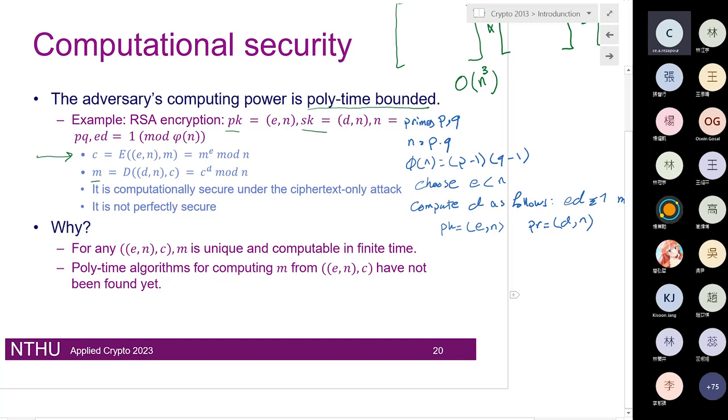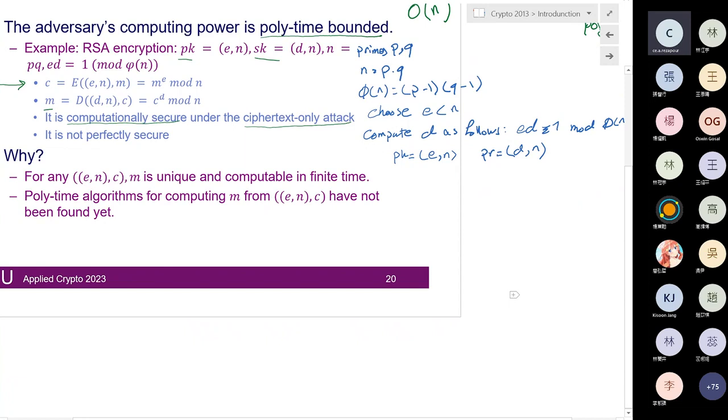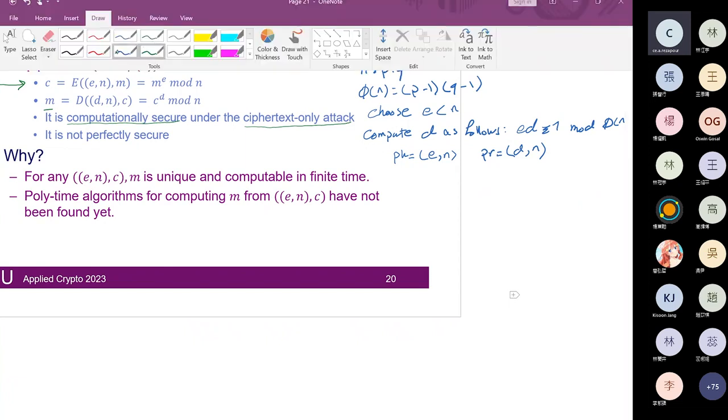All right. So this algorithm is shown to be computationally secure under ciphertext-only attack. So we know the definition of the ciphertext when we only have a pair of encrypted versions. So let's really plan this out and see how this works. And then it also says that it is not perfectly secure. So let's really investigate that and see why that is so.